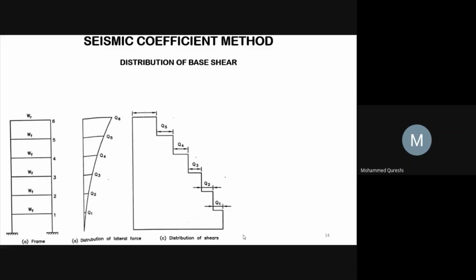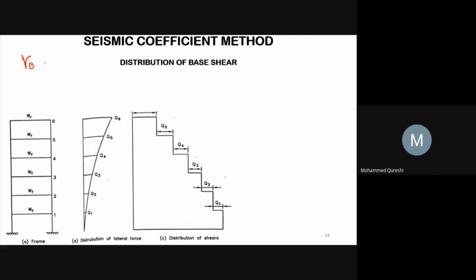Generally, the base shear calculated above, that is VB equals AH into W, is to be distributed along the height of the building. As we had seen earlier, the significant difference between the linear static and linear dynamic analysis is the level of force and their distribution along the height of the structure. So, the base shear, VB, that we had calculated in the first step, is to be distributed along the height of the building.